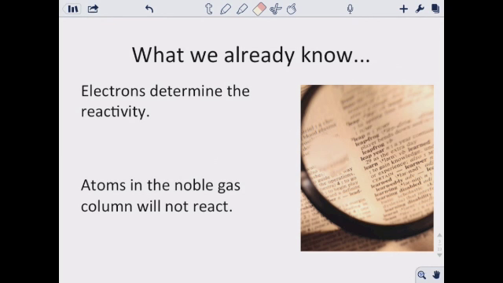So what we already know coming into this: electrons determine reactivity. When we talk about electrons in chemical bonding, we're always talking about valence electrons. Those determine how reactive something is. And atoms in a noble gas column will not react. We know the noble gases do not react because they already have 8 valence electrons, so they don't need to bond with anything to become stable.